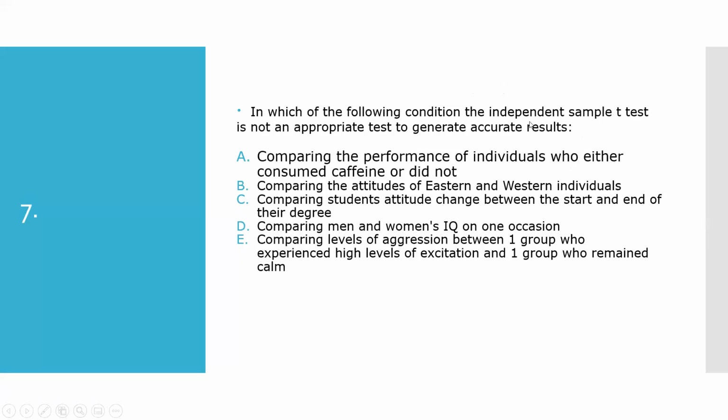In which of the following conditions is the independent sample t-test not appropriate to generate accurate results? One condition is comparing the performance of individuals who either consumed coffee or did not. Two groups, comparing attitudes of Eastern and Western individuals. Two groups, comparing students' attitude change between start and end of their degree. Comparing men and women of IQs on one occasion. Again, two groups, comparing levels of aggression between group 1 who has experienced high levels with group 2 who remained calm. So in which case we will not apply the independent sample t-test.